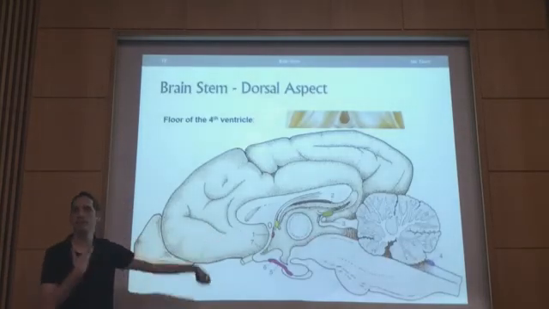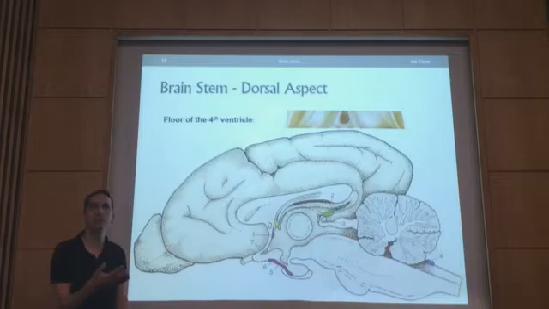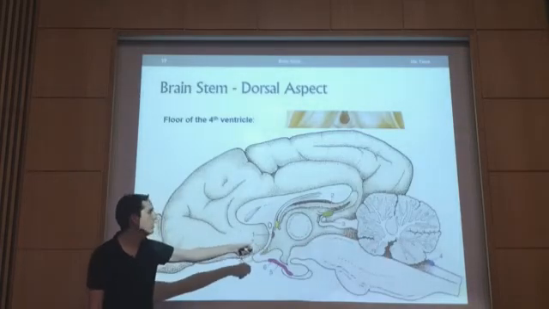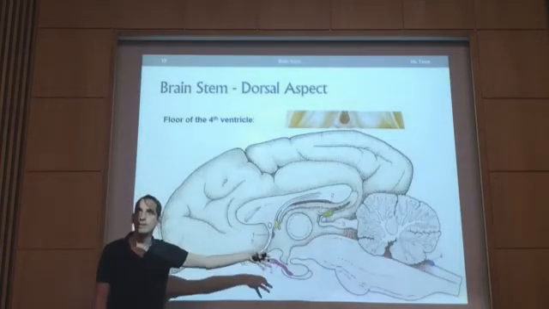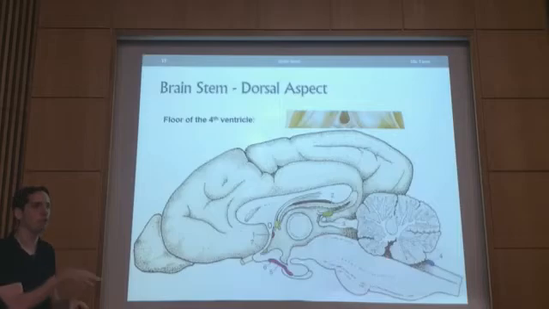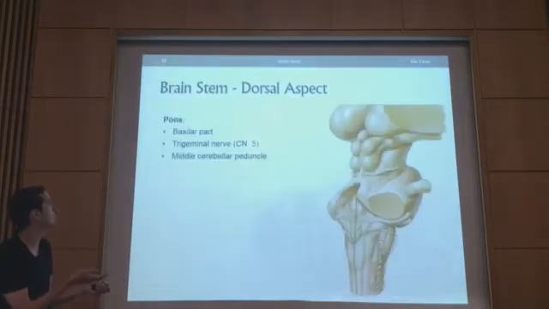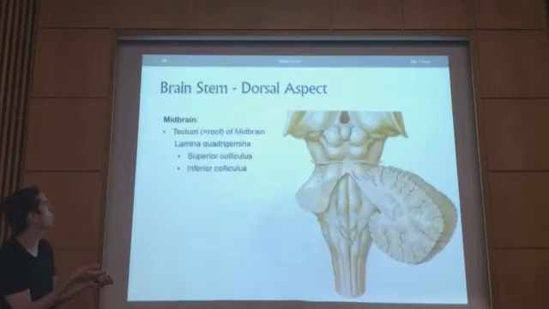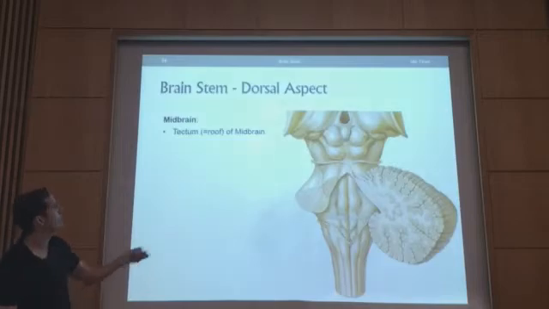So the word tectum means roof. And this region looks like the roof of the midbrain. So in humans, it's not in the superior part of the midbrain, but the name stays roof. So this is the tectum.